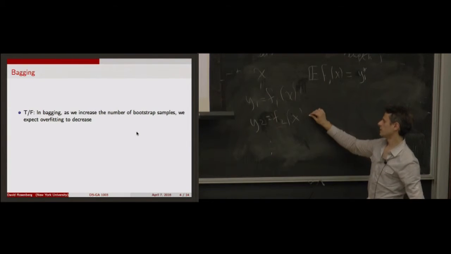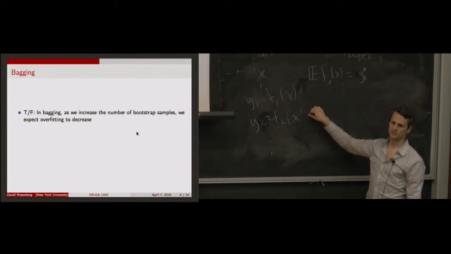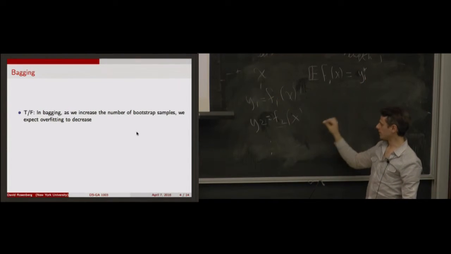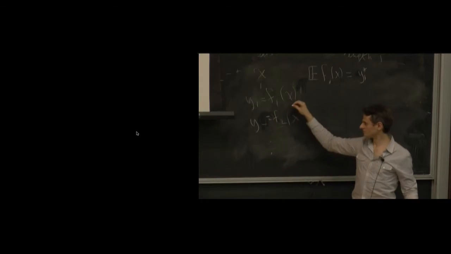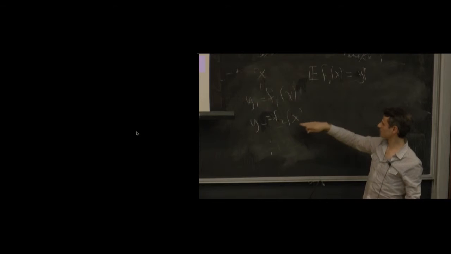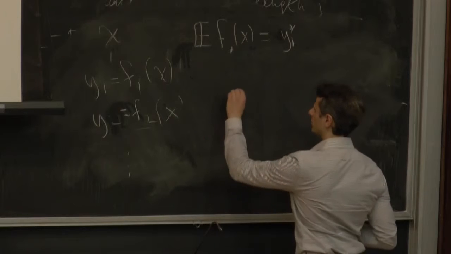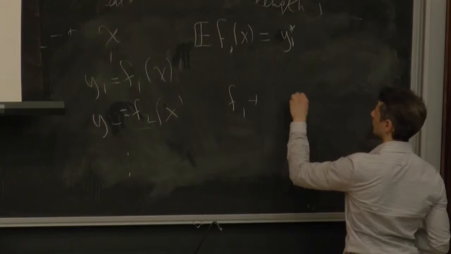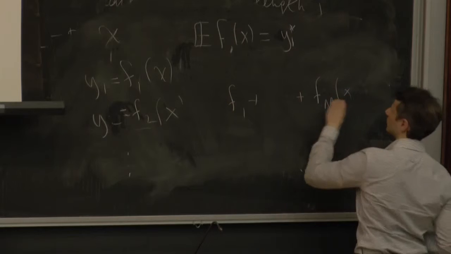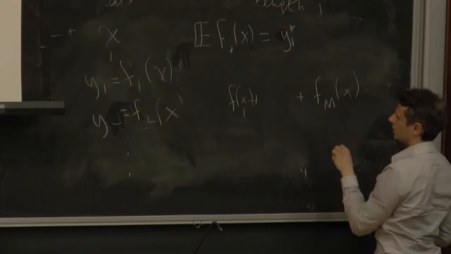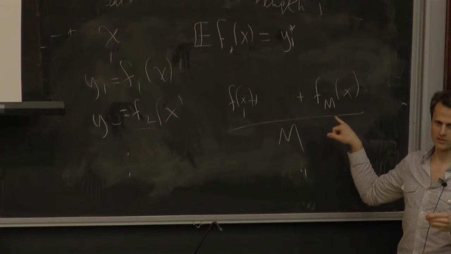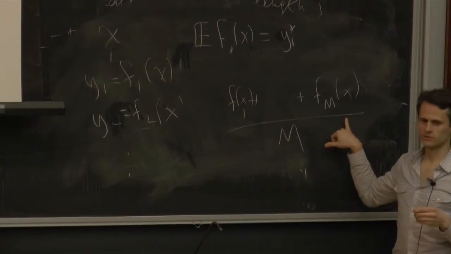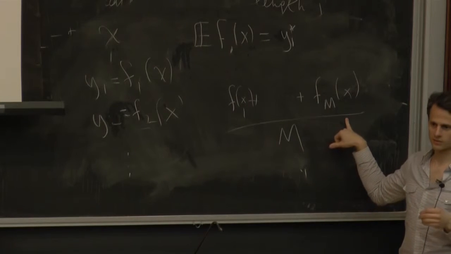What's the expected value of F2 of X? It's also one star. And the expected value of all the F's, every F that we generate randomly, is going to have the same expected value. Fine. But what about when we average these all together? The expected value of this thing? Still the same. But what about the variance of this thing? This reduced by how much?